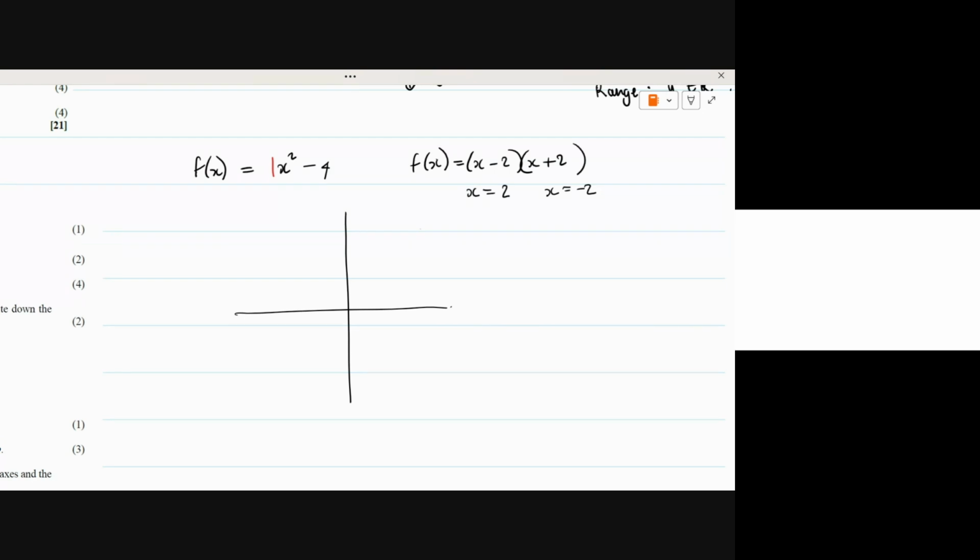Everyone okay there? Good. So I know that my graph will cross at -2 and cross at 2. I also know that -4 would be my turning point. So my turning point would be at -4. And this checks out because if I just have x squared, that means my a is positive. It's +1. So my graph should be smiley.